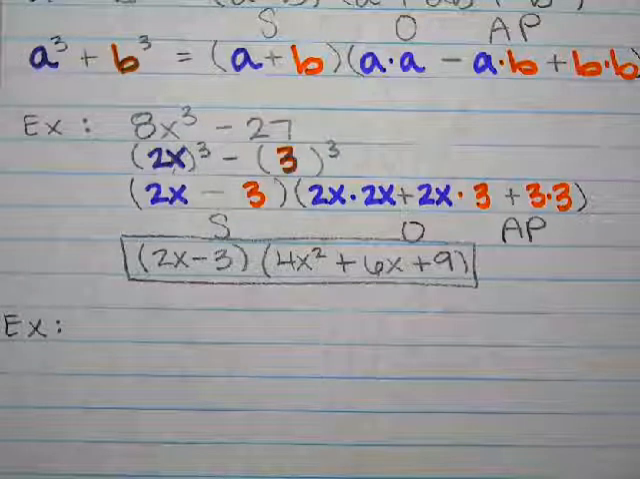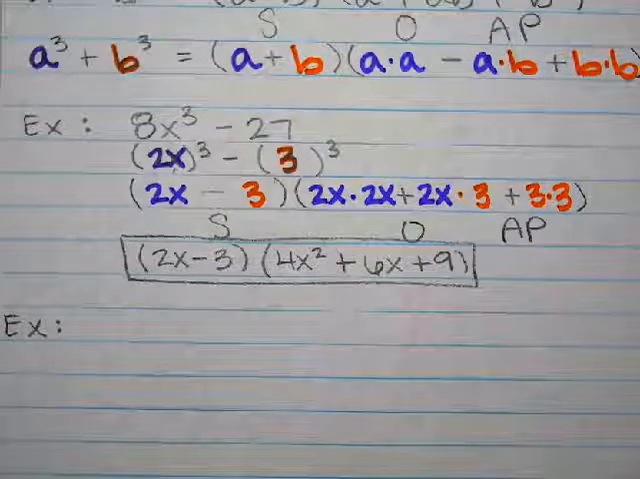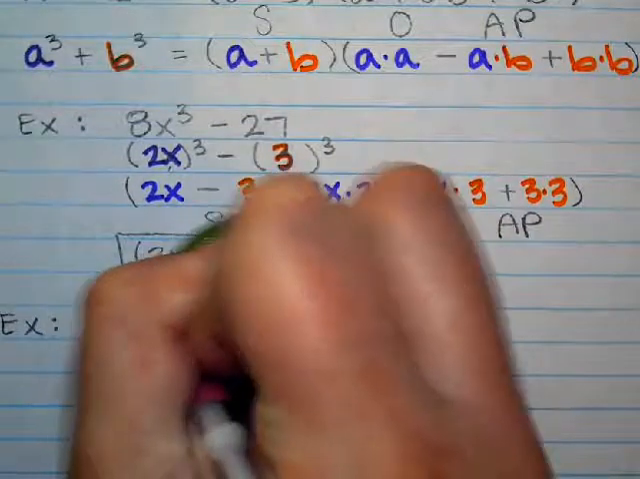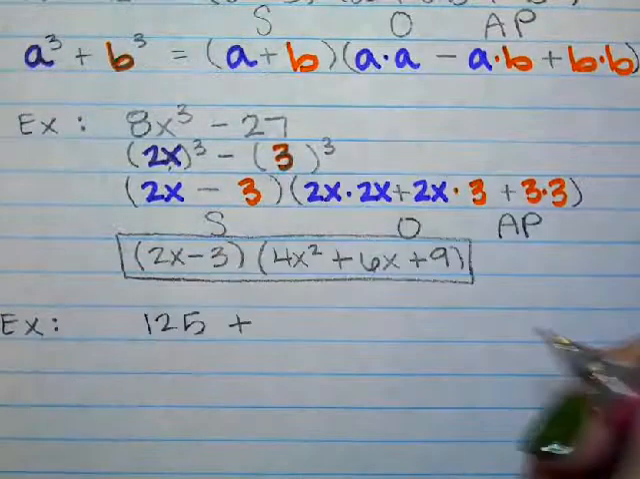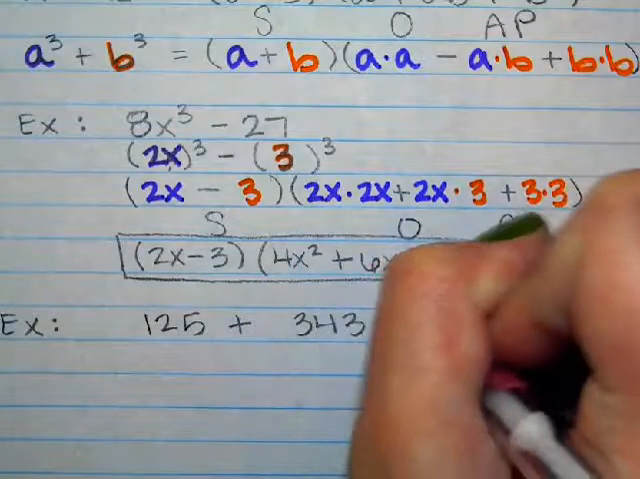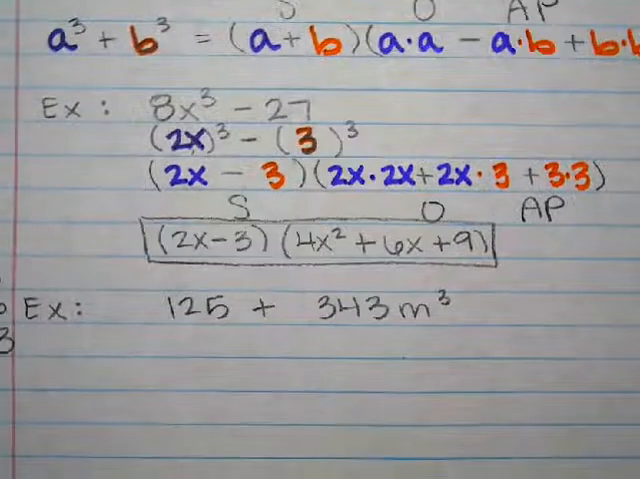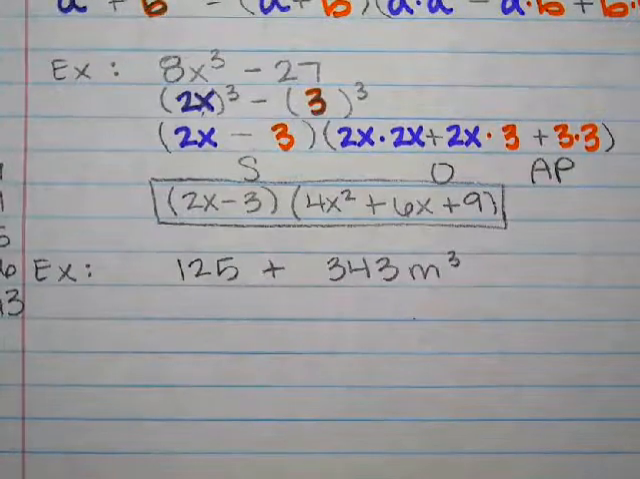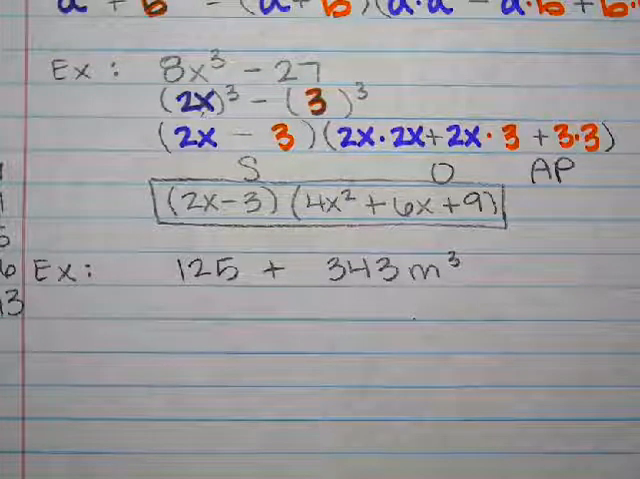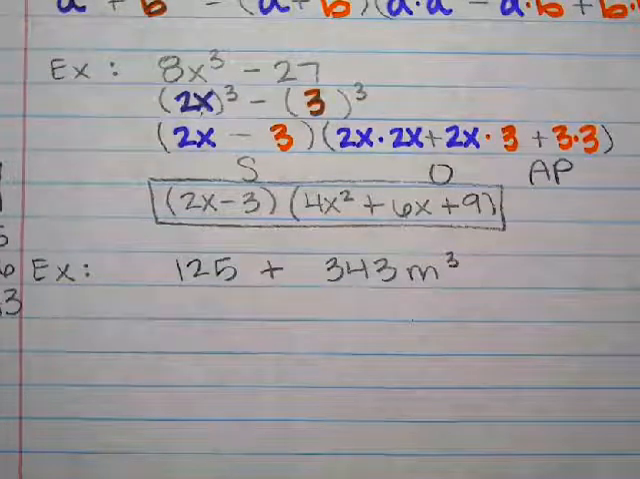Okay, for this one, let's do 125 plus 343m cubed. Now, I don't know about you guys, but I feel uncomfortable with the order of this. Anybody else feel uncomfortable? That variable came second. You guys notice that? They put the variable second?